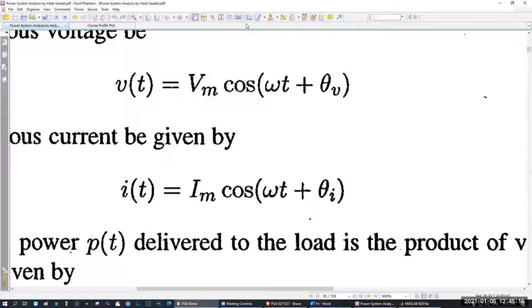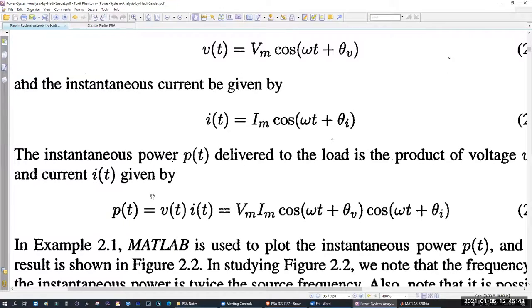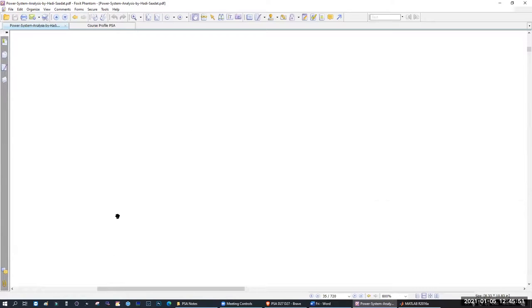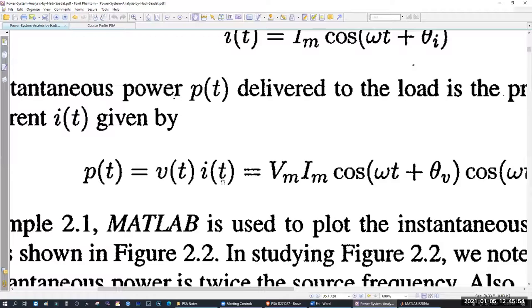If the load is resistive, these two angles will be the same, right? Unfortunately, in the power system, this is not resistive. You might have an inductive component, you might have a capacitive component, and you might have a mixed component, okay? Obviously you will have a mixed component. So what is the power that is delivered to the load? Power will be VI. That means PT is equal to VI.